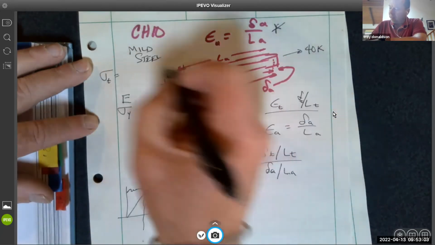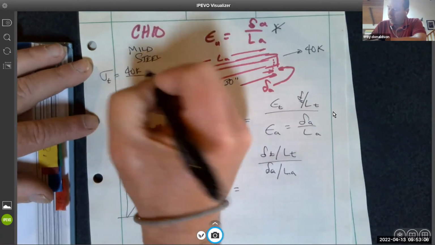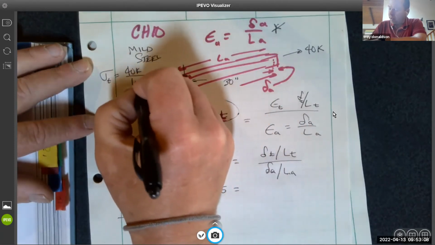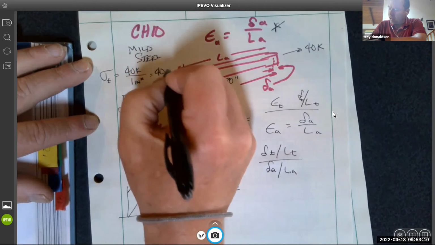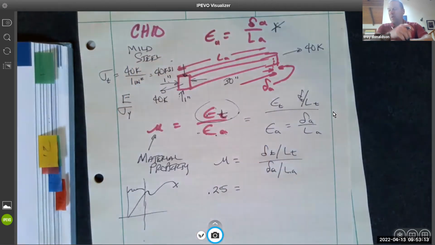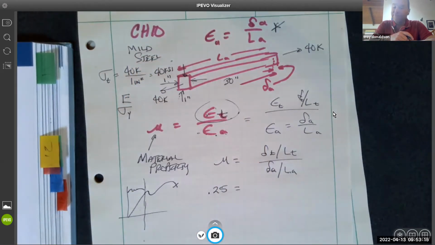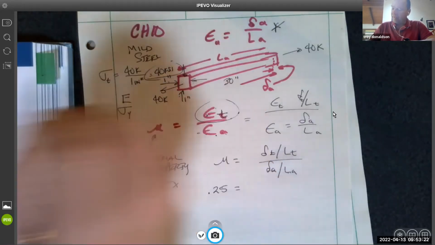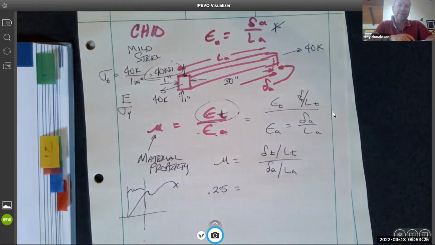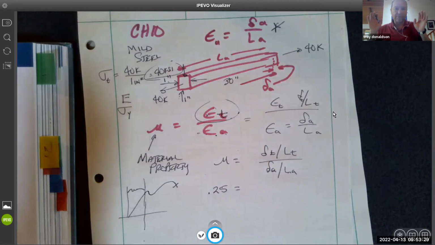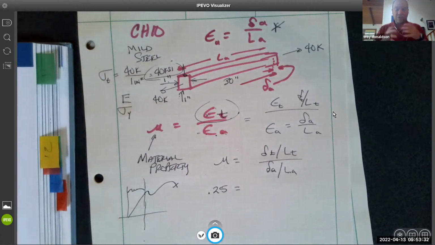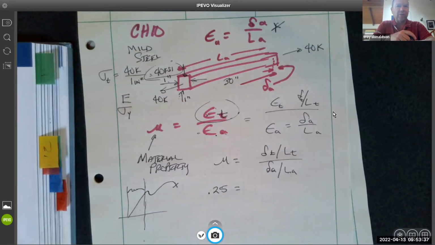Tensile stress is going to be equal to 40 K over 1 inch squared, 40 KSI. Well, if this is mild steel, 36 KSI is our limit. So this is over the limit. I cannot calculate any deformation. I stop the problem because it's past the yield, it's permanently deformed. It's a big problem. So you always want to check your stresses first.